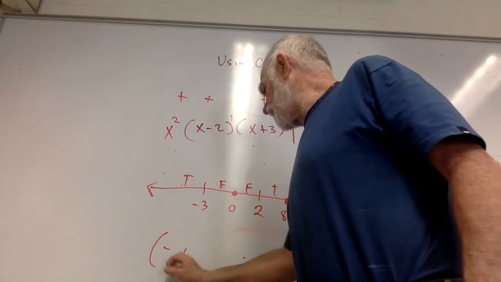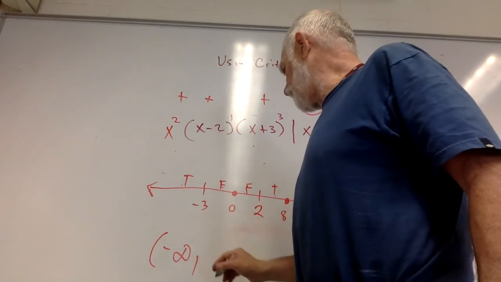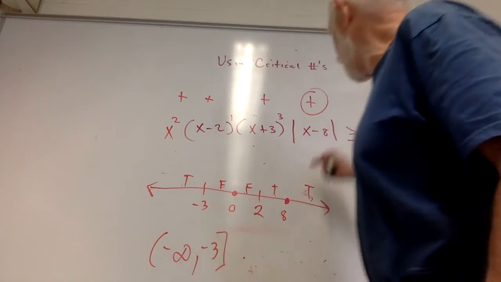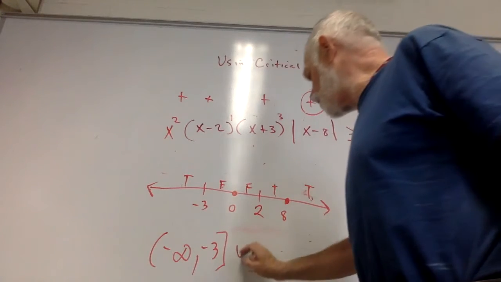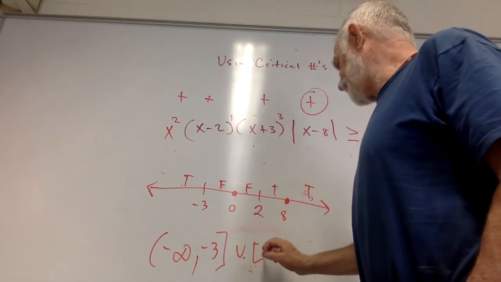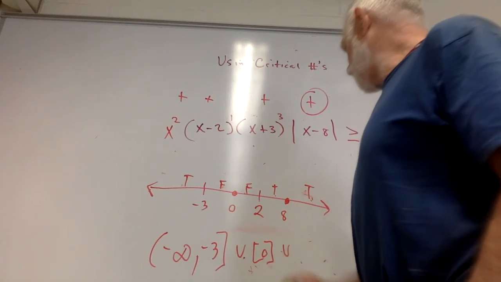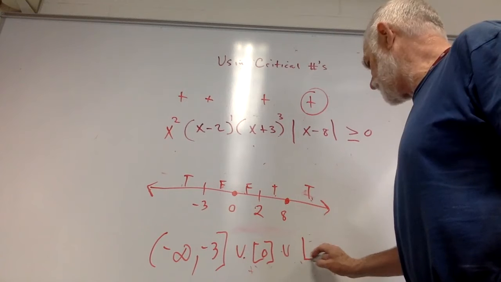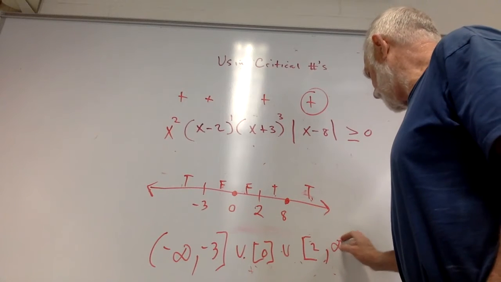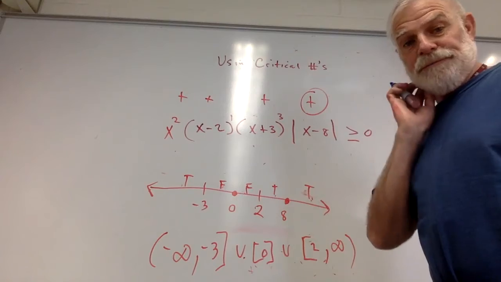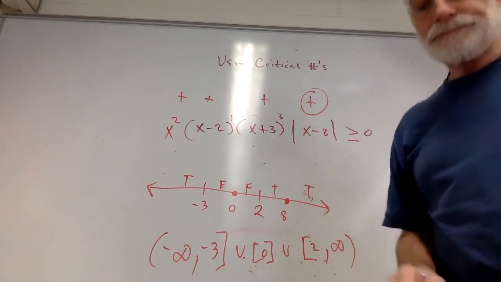So the answer was -infinity to -3. -3 works because when I put a -3 in, it equals 0. Union means also 0 works, so I got to put it in there. Union 2 to 8 to infinity, so I can show that as 2 works to infinity. And that's how we're going to answer our calculations with interval notation.